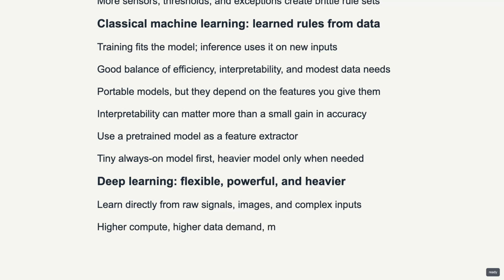The price of that flexibility is that the model usually needs more examples, more memory, and more runtime support. A small device can still run one, but only if the hardware, power budget, and update path are designed for it.